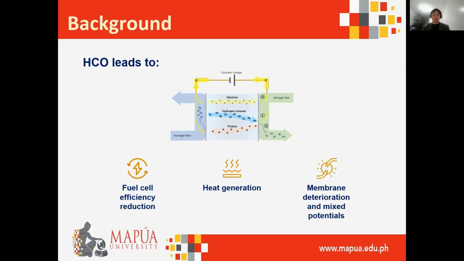And there is membrane deterioration, when HCO or hydrogen crossover promotes the generation of free radicals, which are responsible for PEM chain and catalyst attack, leading to formation of pinholes, cracks, and other defects. This also consequently results in mixed potentials, wherein there are local cells with unintended reactions that compete against ORR, leading to electrode polarization and voltage loss.